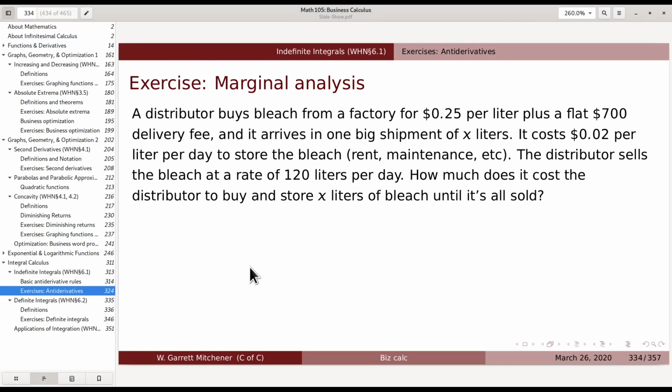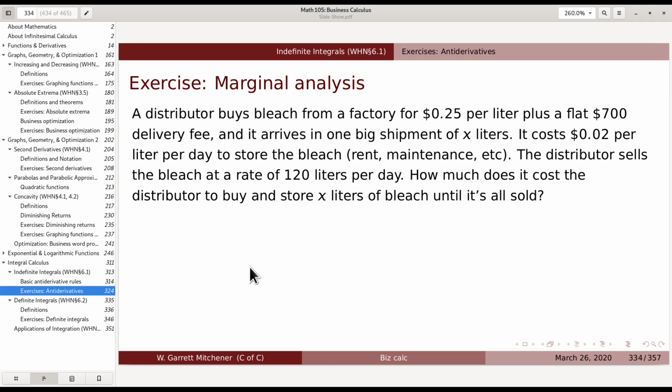Now you may be wondering, why would anyone ever have the marginal cost function, but not the cost function? Well, here's an example of that. This problem has the sort of peculiar feature that it's easier to write down the marginal cost function than it is to write down the total cost function. So here's how we do this.